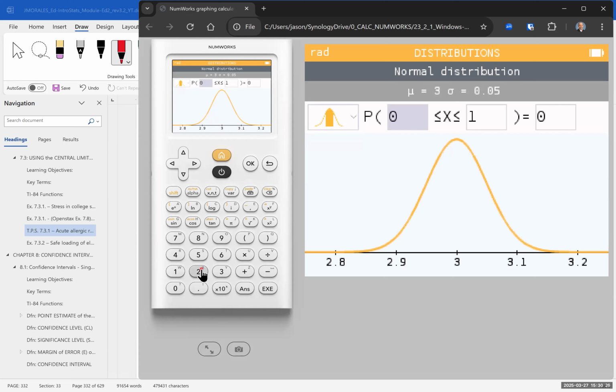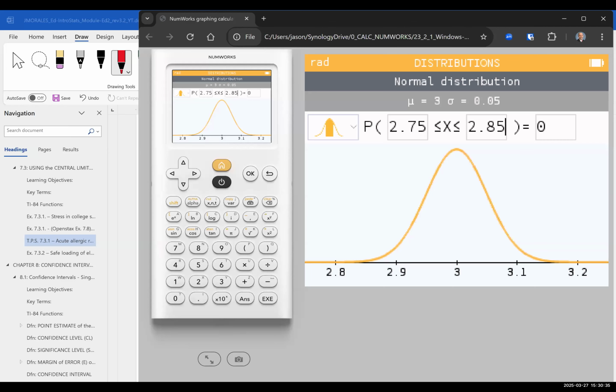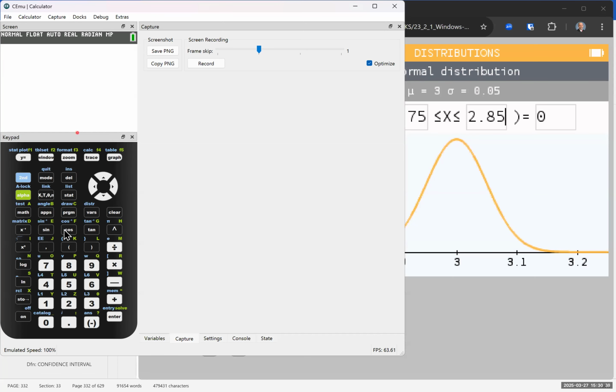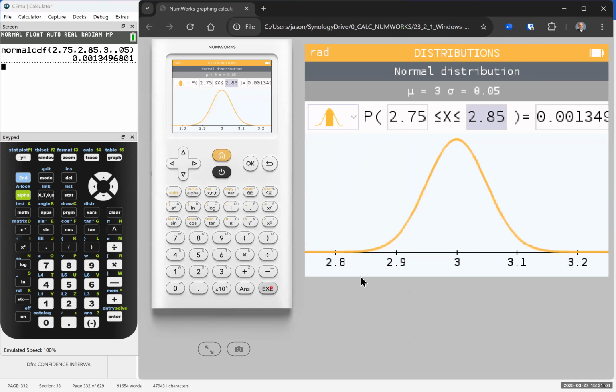And the two values are 2.75 to 2.85. And only leave that up. So I'll come over here and clear this to simplify things. Go to the distribution functions, go to normal CDF. The lower value is 2.75. Upper value is 2.85 with a mean of 3 and a standard deviation of 0.05. Paste. Enter. And come over here. Enter. We get 0.00135.